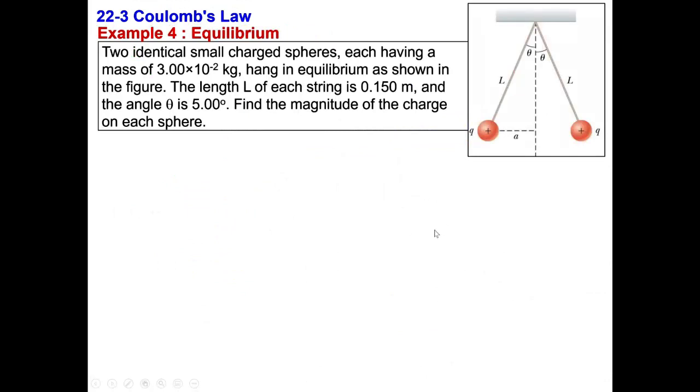Okay, here is another common problem. Two identical small charged spheres, each having a mass of 3×10⁻²⁰ kilogram, hang in equilibrium as shown in the figure. The length L of each string is 0.15 meters, and the angle theta is 5 degrees. So they gave us the angle theta, and find the magnitude of the charge on each sphere.